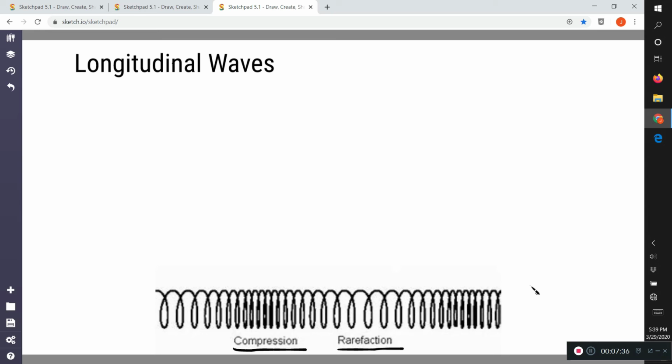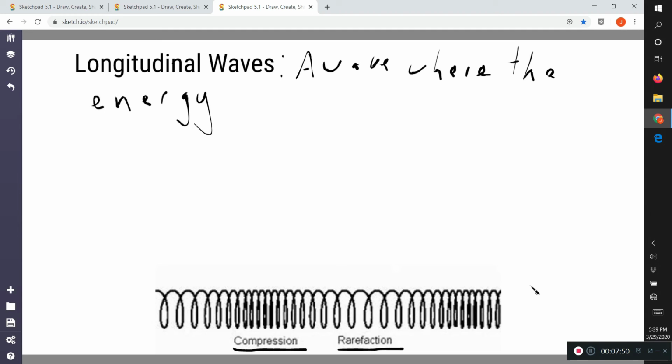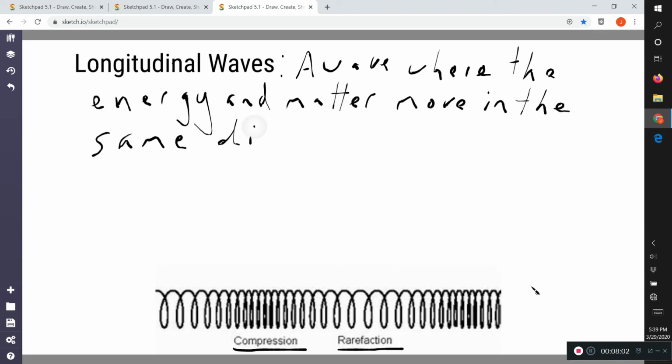In this diagram, let's define longitudinal waves first. A longitudinal wave is a wave where the energy and matter move in the same direction. So in this case, the energy is moving this way and the matter is moving that way.